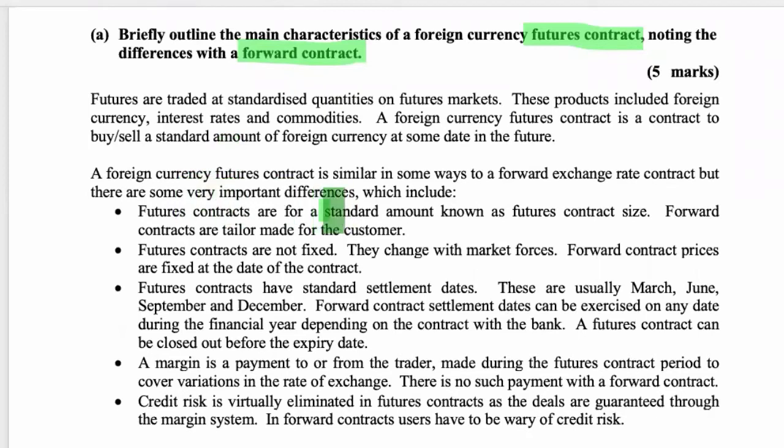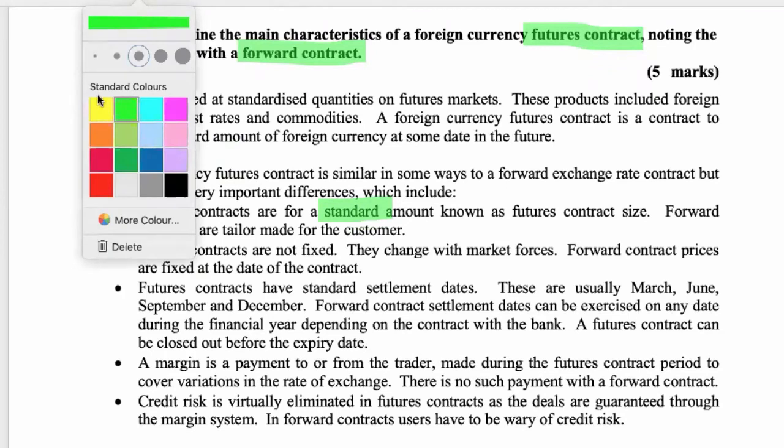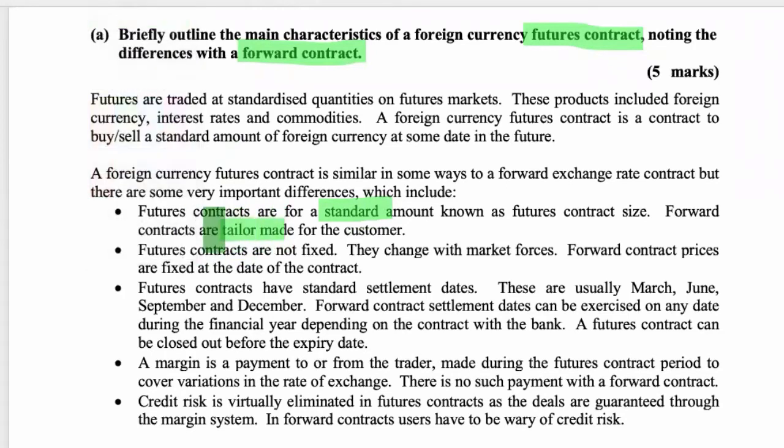Let's look at a couple of the bullet points that we see here that we've already covered. Futures are standardized. Forwards are not, okay? They're more specific, tailor-made for the customer. Futures contracts are not fixed. What I mean by that, and I already said it, remember I said that with futures, they're marked to market daily, or we see them changing by tick value.